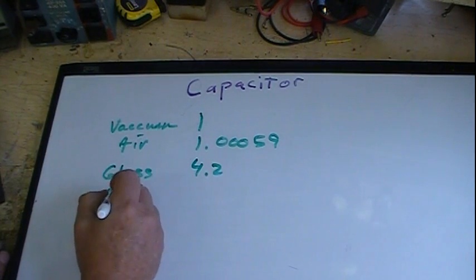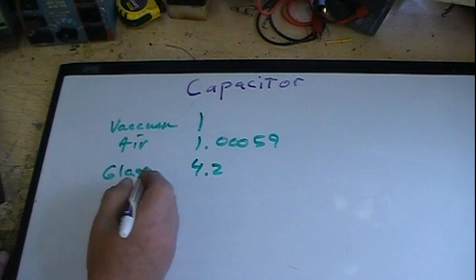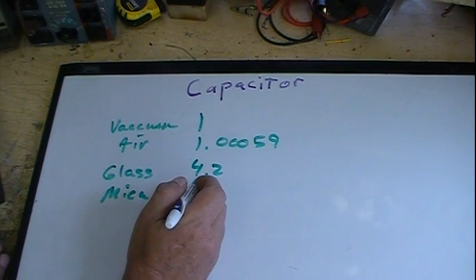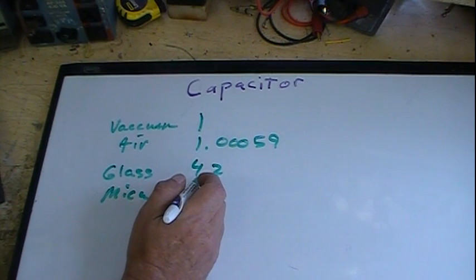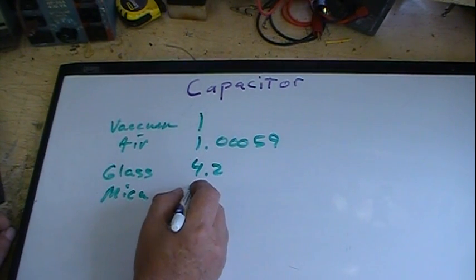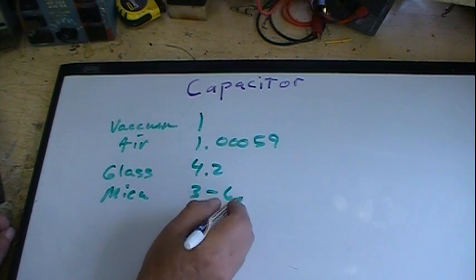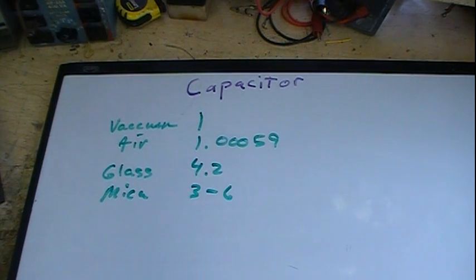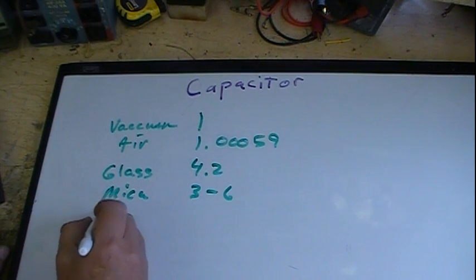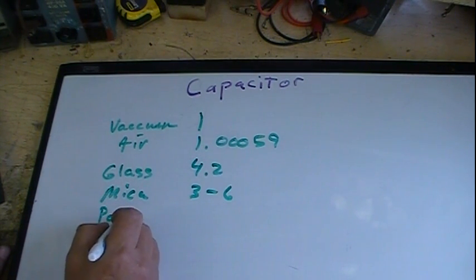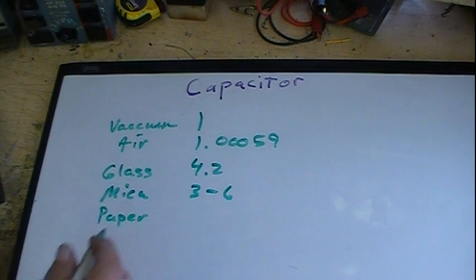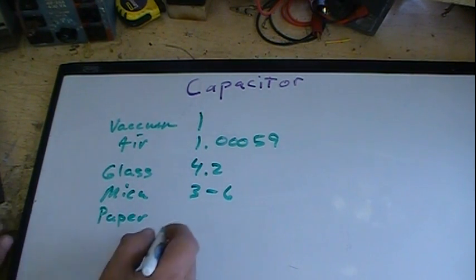Mica runs in the vicinity of 3 to 6, depending on what kind of mica it is. Paper, for the wax paper ones, and when they're talking paper, they're actually talking wax paper basically, runs 2 to 3.4.